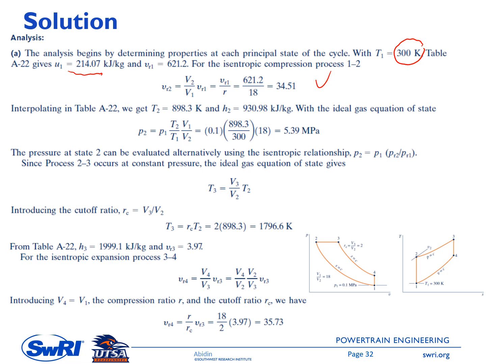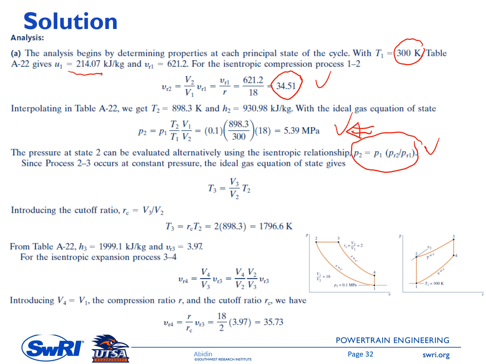And then you go back again to table A22 to get T2 and H2 based on this VR2 value. And you will need to do interpolation there. And then for P2, either you use this ideal gas formula, or you can use this formula. So getting P2 from PR2. And as I mentioned to you in the previous slide, this method might take slightly less time because you don't need to do an interpolation.